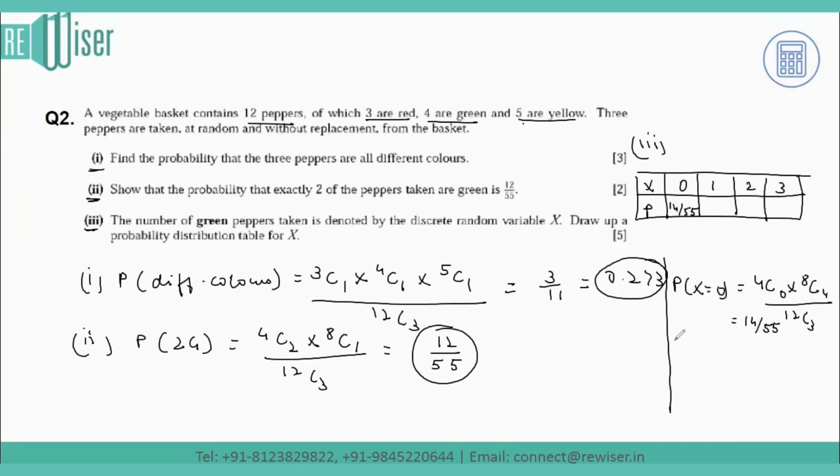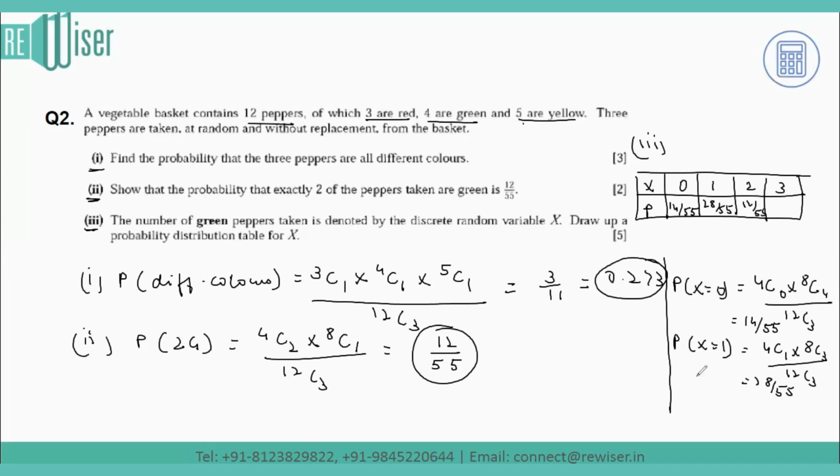So if it's 1 green, that means probability of being 1 green, that can be 4C1 into 8C3 divided by 12C3. So that is 28 by 55. So we can write here 28 by 55. The probability of it being 2 greens we have already found out is 12 by 55.